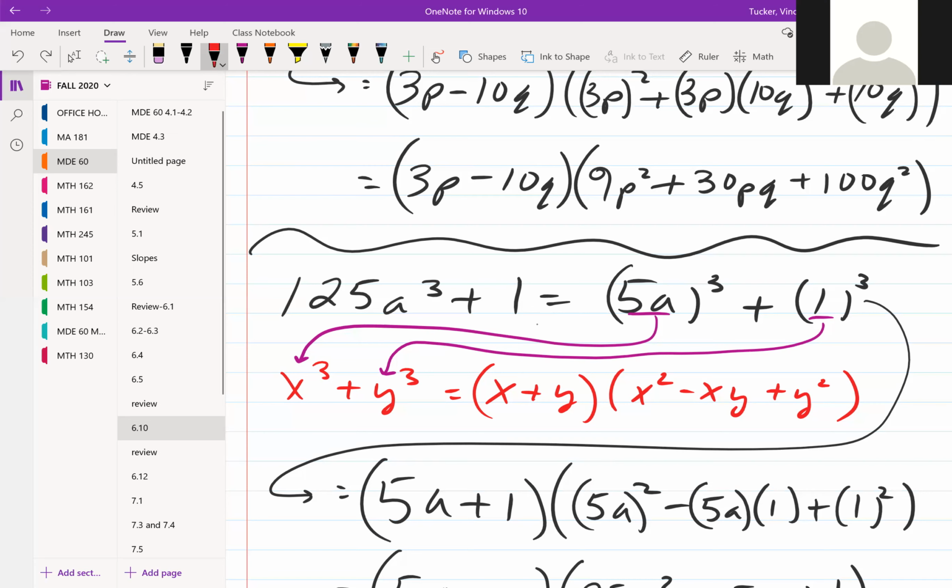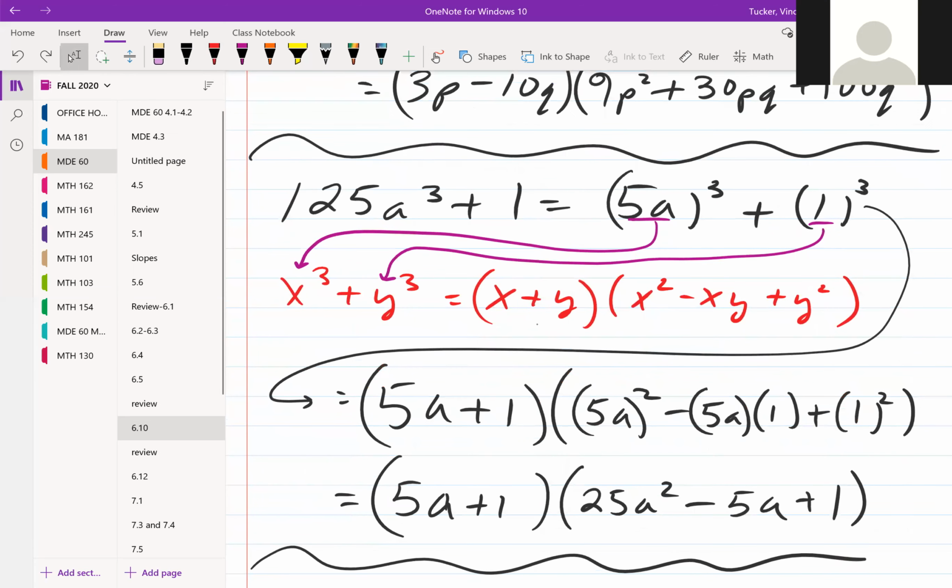All right, and simplify that. 5a squared is 25a squared. 5a times 1 is 5a. And then 1 squared is just 1.